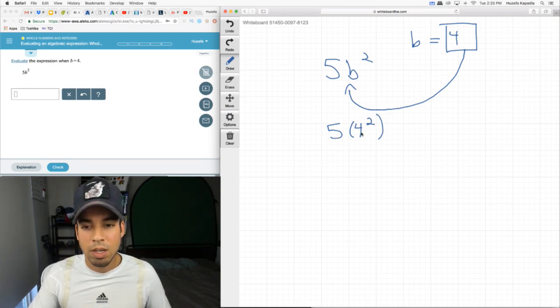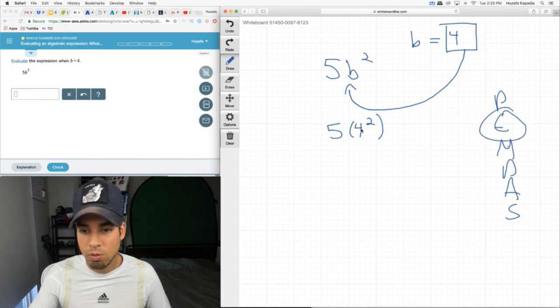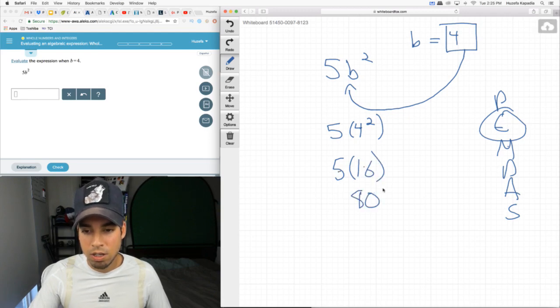What do we do first? Multiplication or exponents? Exponents. Remember PEMDAS? That tells us that exponents comes before multiplication. So we do 4 squared, which is 16, and then 5 times 16, which is 80.